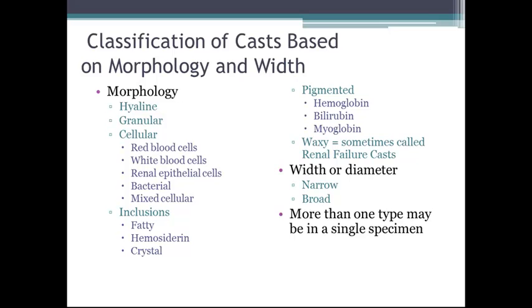Inclusions: fatty, hemosiderin, or crystals sometimes can be included. Pigments, hemoglobin, bilirubin, or myoglobin can be included as part of the pigment. Waxy, sometimes called renal failure casts or broad casts. And then the width or the diameter is also considered, whether it's narrow or broad. And more than one type may be in a single specimen. So there could be a red blood cell cast and a white blood cell cast, depending on the urine sediment and the chemical analysis.